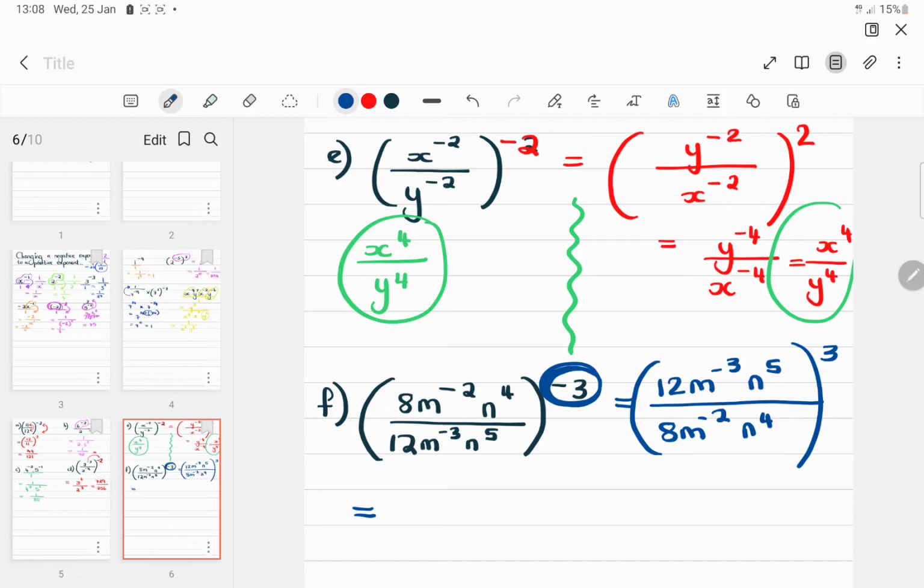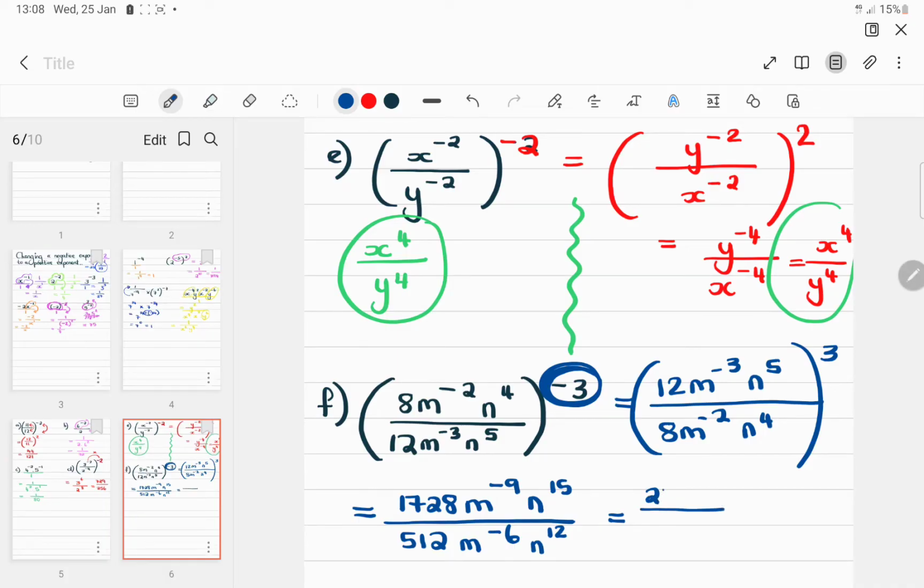The 12 to the power 3 gives you 1728. Negative 3 times 3 gives you negative 9. 5 times 3 is 15. All over 8 to the power 3, which gives you 512. To the power negative 2 times 3 is negative 6. 4 times 3 is 12. Okay, I'm just going to see if this can simplify. 1728 divided by 512 gives you 27 over 8. So you write it exactly like that.